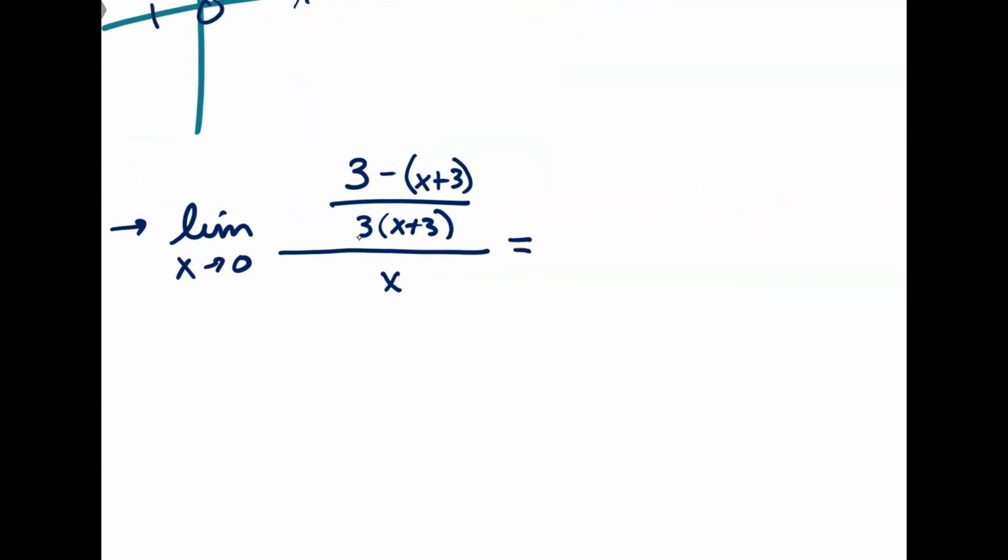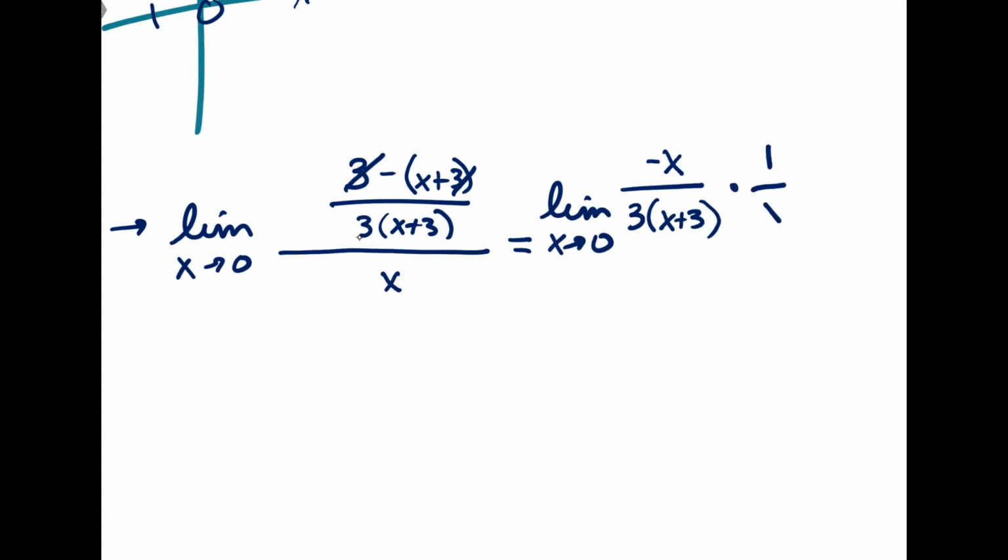Okay, so guess what? 3 minus x minus 3, that goes away. So I have x over 3 times x plus 3. Remember, we have to write limit as x approaches 0. It is negative x. We have to write that. And then instead of saying divide by x, I can multiply by 1 over x.